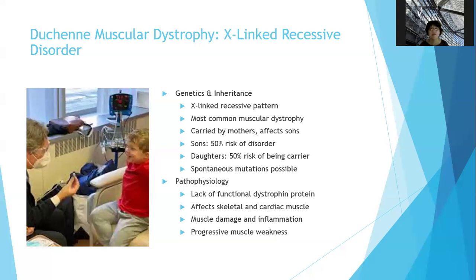It's possible to have spontaneous mutations, but there's no way to tell that that happened. I mean, I guess you could do a genetic screen on both parents, but anyway, spontaneous mutations are possible. So the protein that's affected by the genetic disorder is the dystrophin protein. It affects skeletal and cardiac muscle. As you know, that will be a problem. Muscle damage and inflammation happen, and you get progressive muscle weakness.